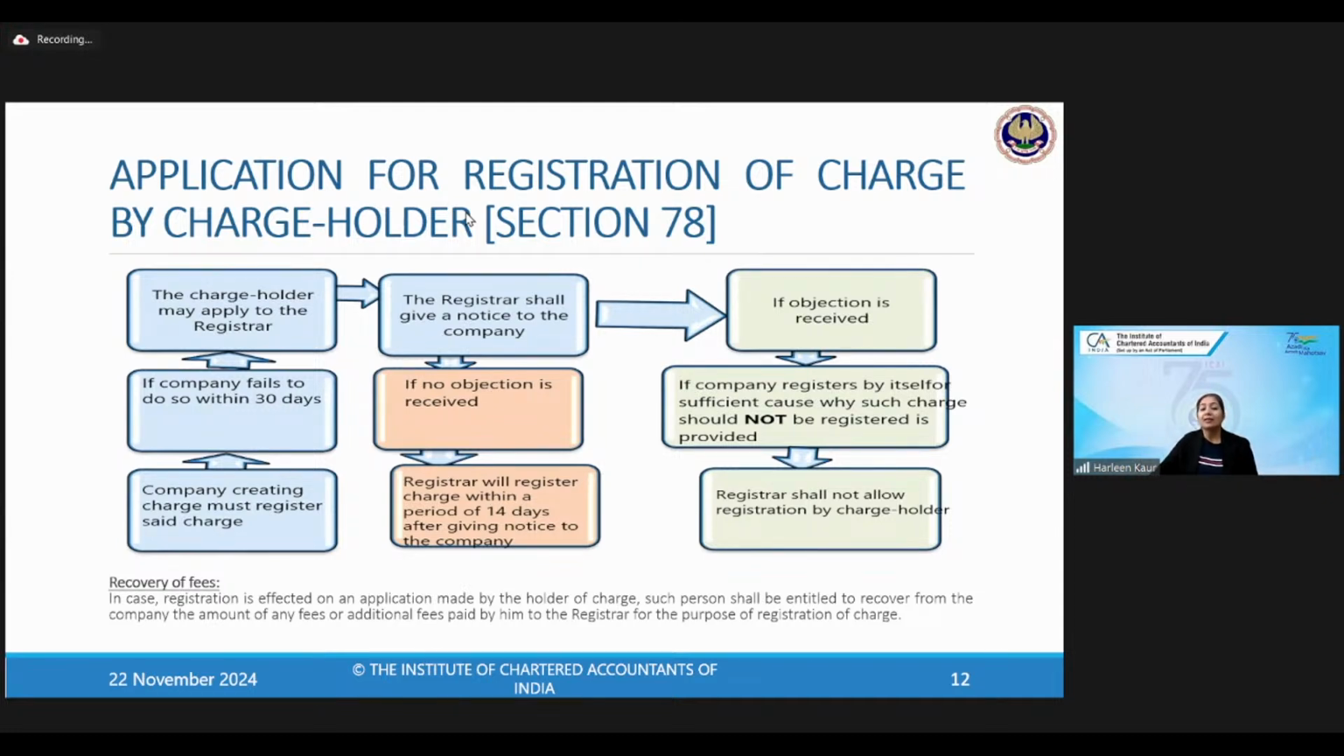Second question will be, can HDFC Bank recover the fees paid? They will give you the fees. Fees of 20,000 was paid. Additional expenditures were done by the charge holder HDFC Bank to get this charge registered. Can they recover it from the company? Simple line, yes. These two lines written below you have to write. Yes, in case the registration is done by the application made by the charge holder, then this person can recover from the company any amount of fees or additional fees paid to the registrar for the purpose of registration of charges. Now, if it is of 2 marks, this second part of the question, I would expect students to write the same line, the way law has written the line.